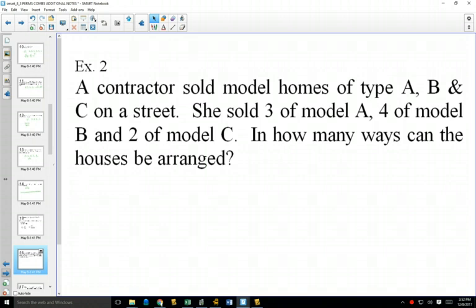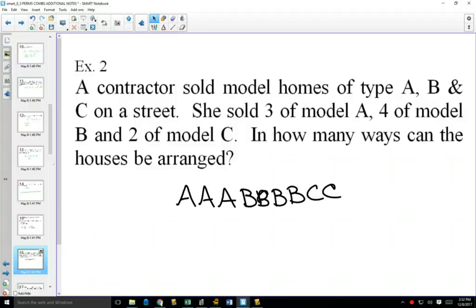So with identical object questions, you've got to be able to figure out when it's an identical object. So you're looking at questions where you have to arrange things, but some of the things that you're arranging are the same as other things that you're arranging. So in this question, a contractor is putting houses up on a street. There's 3 of model A, 4 of model B, and 2 of model C. So if you wrote this out, one example could look like that, and you see that you have identical objects. How many ways could they be arranged on a street?